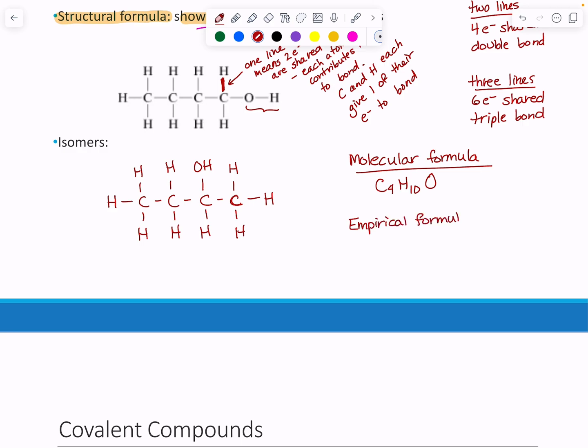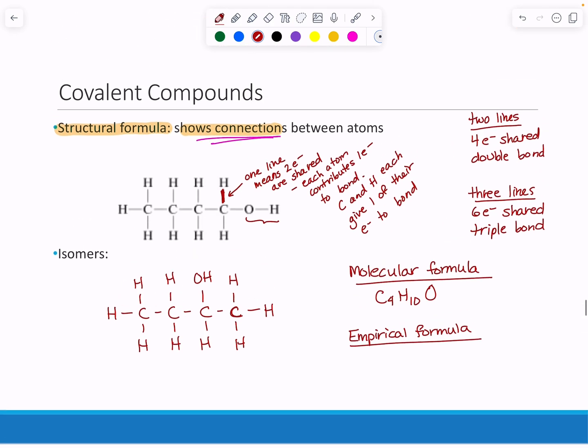is it going to be the same or is it going to be different? Well, 4 and 10 we could divide by 2 and we could have C2H5, but the 1 for the oxygen we could not, right? So the empirical formula for this is just going to be the same as the molecular formula because one of our elements has an odd numbered subscript. And even though we don't show the 1, we understand that the subscript for that is a 1. Okay? All right, so we've got the molecular and empirical formula. It is the same molecular and empirical formula for both of these compounds, okay?